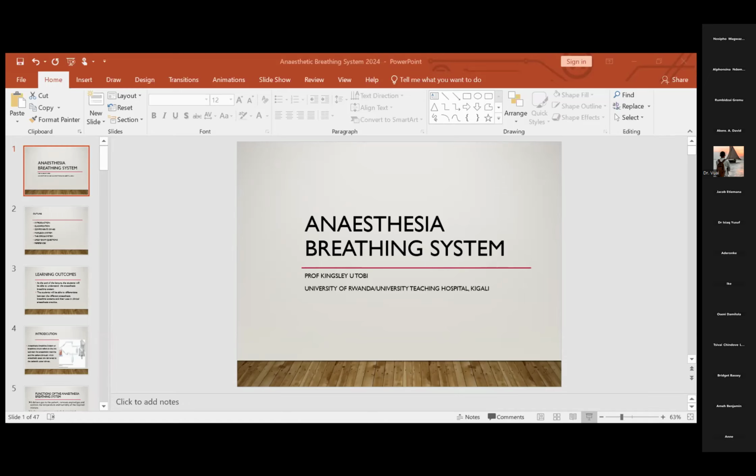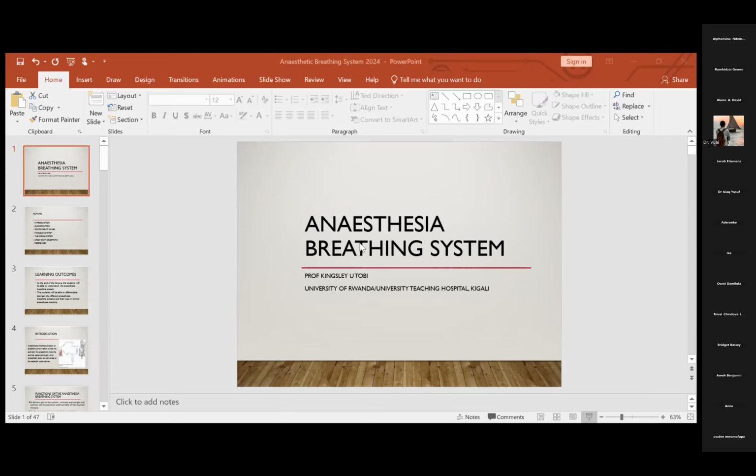So by way of introduction, look at the diagram on the right of the screen. It depicts the anesthesia breathing system, also known as the breathing circuit, which is the link between the anesthetic machine, which we discussed the last two weeks, and the patient, through which the anesthetic gases delivered by the anesthetic machine are delivered to the patient's airway. So basically, all of this refers to the anesthesia breathing system or the anesthetic breathing circuit.